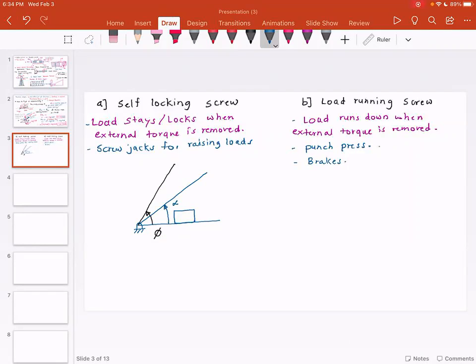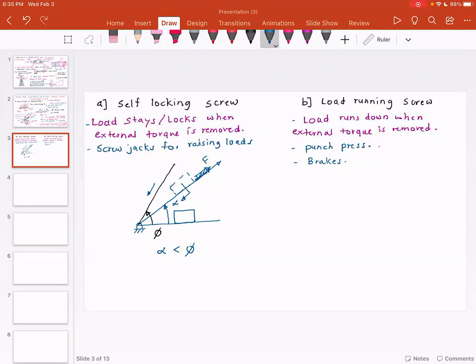So as you can see, at phi, the load will start going down on its own. But since our helix angle, the actual angle of the plane, is less than the friction angle, since alpha is less than the friction angle, the load will stay wherever it is. So at this location, if the load is here, what that means is the frictional force that is over here is greater than the component of the self weight that is pulling this load down.